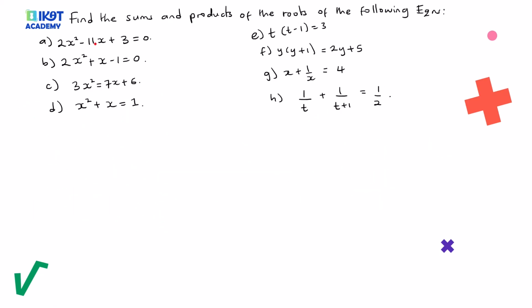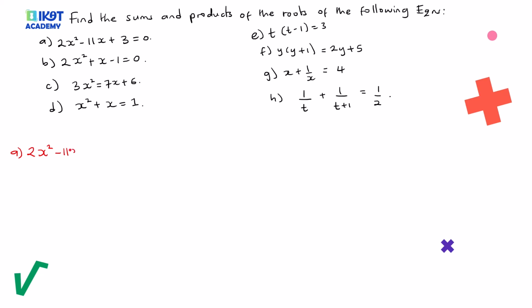Here we're given a question saying find the sums and the products of the roots of the following equations. They want us to find the sum and the product of the roots. If you didn't know anything about this, you would usually solve the equation, find the roots, then add the roots and multiply the roots to get the sum and the product. But that's not what we have to do in this case.